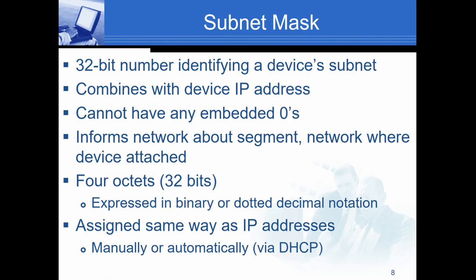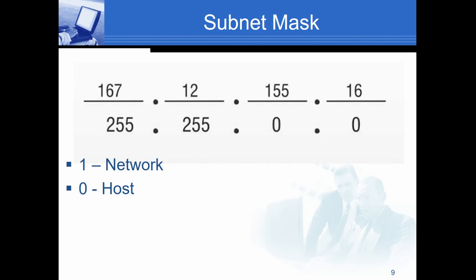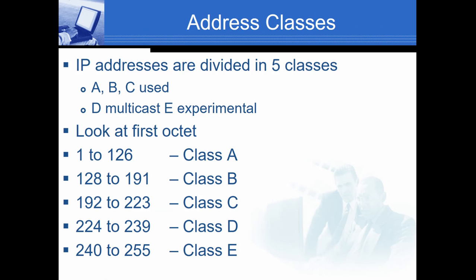Now, these addresses can be either manually assigned statically or automatically through DHCP. Again, here you see 167.12, and you have 255.255. 255 is all ones, 8 ones. That would mean the actual network would be 167.12.0.0, and the host could be in the range of the last 16 bits.